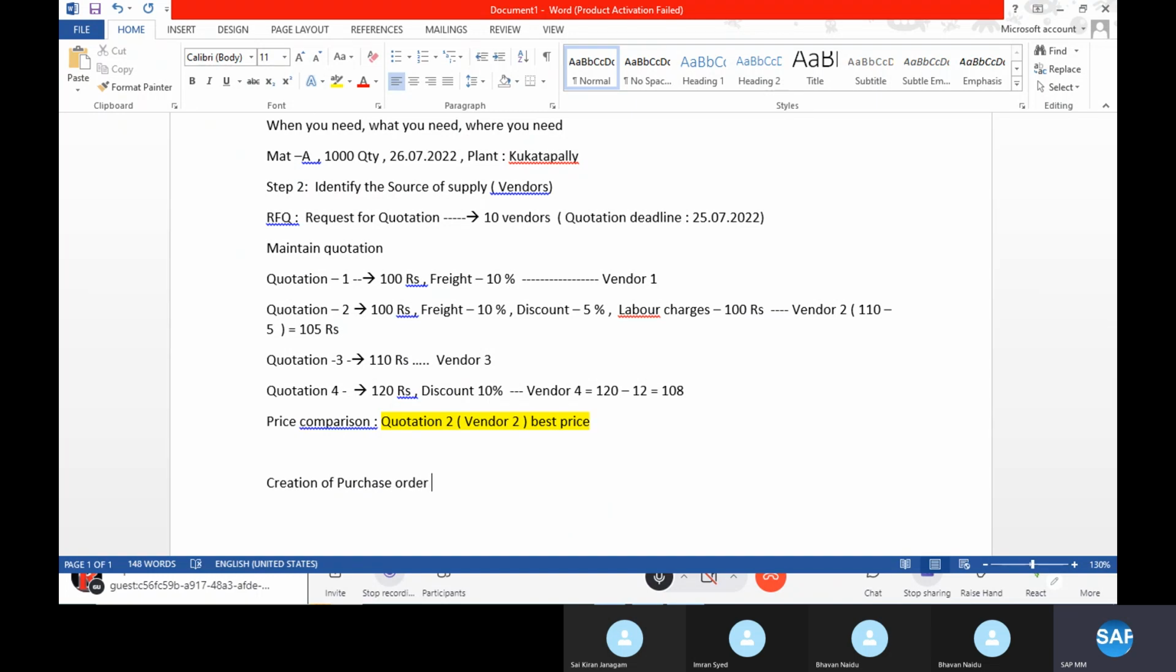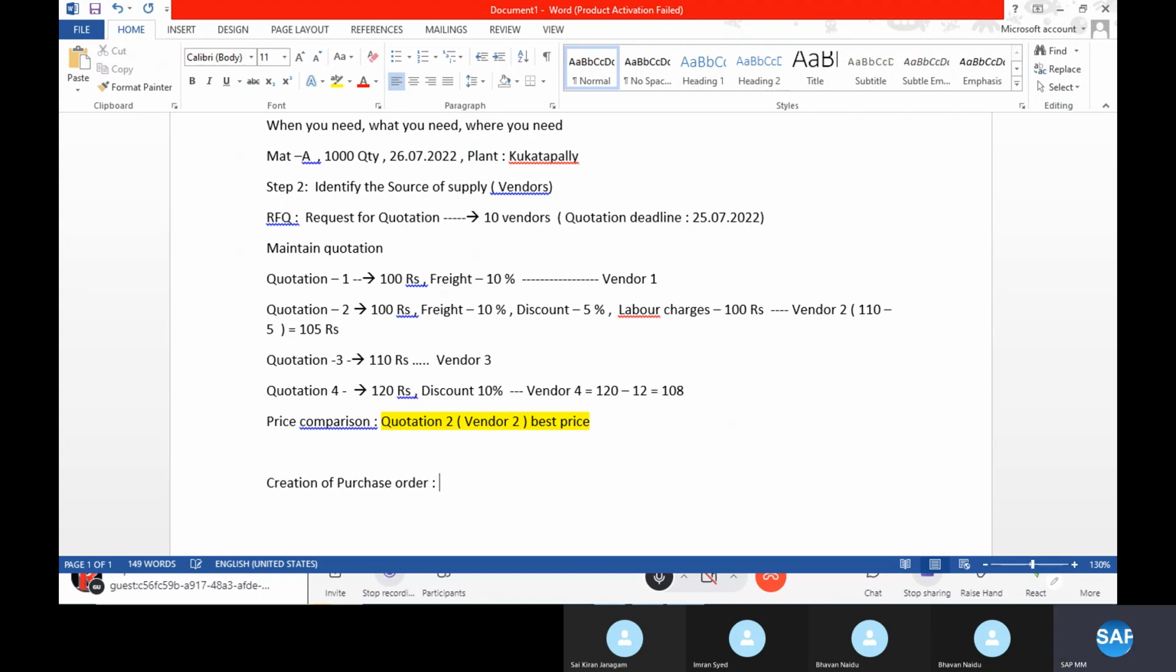If it is selling, it is a sales order. The terminology is not the same; it is just ordering. When we are purchasing, the name is purchase order. When you are selling to the customer, that is a sales order. If it is production, then it is a production order. If it is maintenance, it is a maintenance order. So there are many orders in SAP, but initially it will be purchase order, sales order, maintenance order, production order. Now we are buying here, so we call it a purchase order.